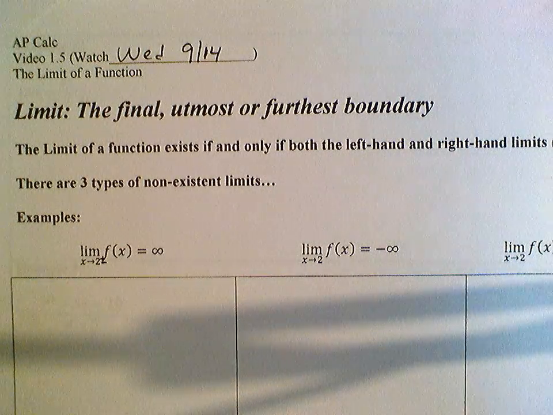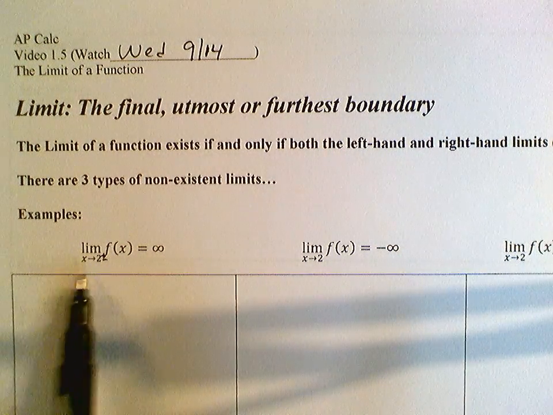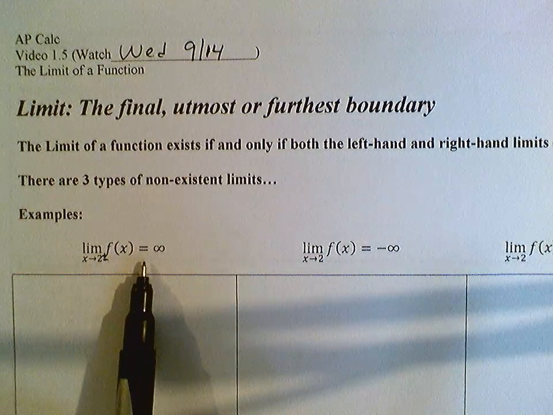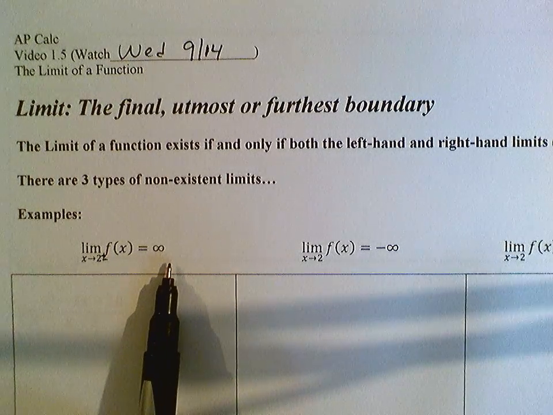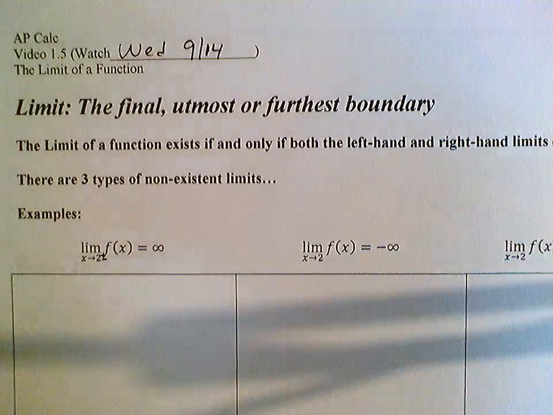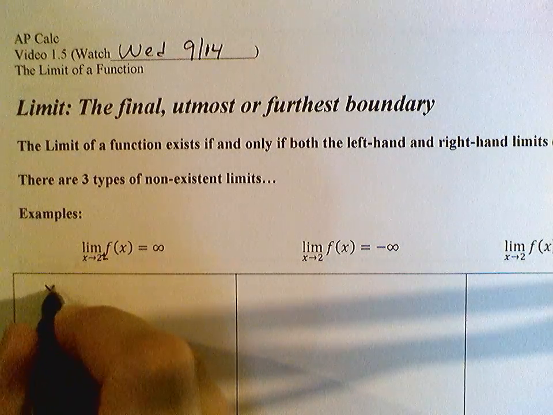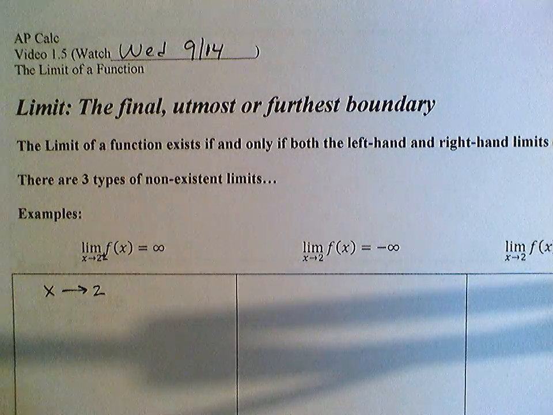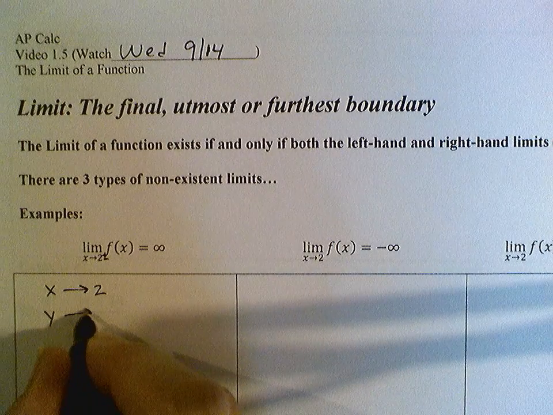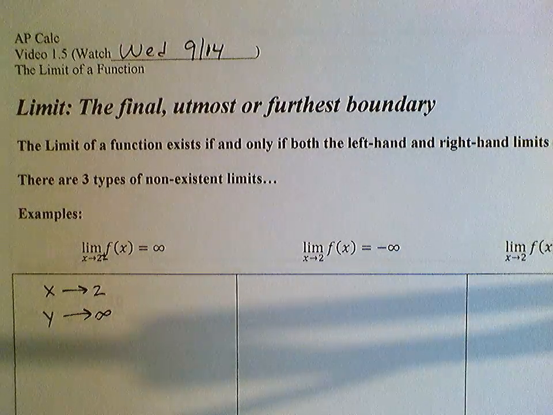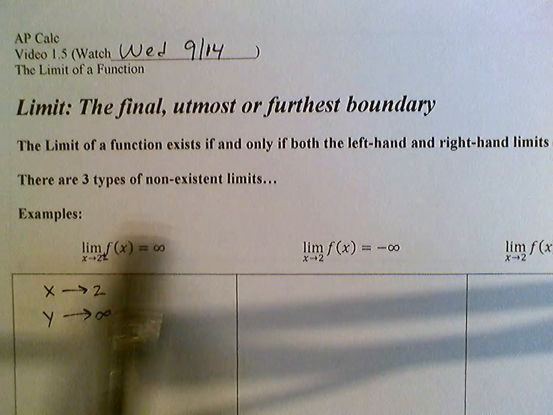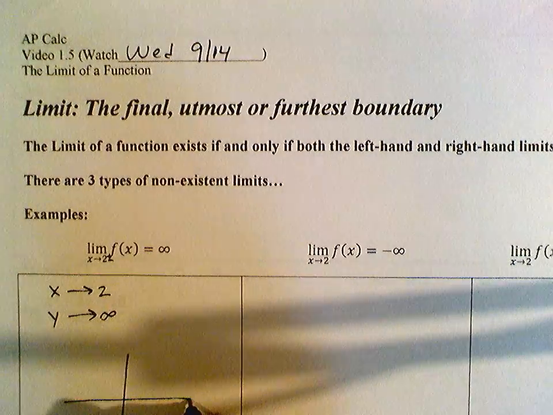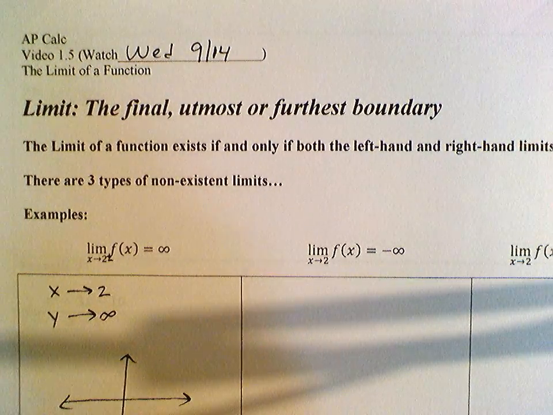So if you are in a situation where the limit as x approaches 2 from both the left and the right is infinity, what is happening here, guys? We have a situation where x is approaching 2, and as our x values get closer and closer to 2, our y values are approaching infinity. I'm taking this limit notation and translating it to an arrow diagram situation. The situation here is that of a vertical asymptote.